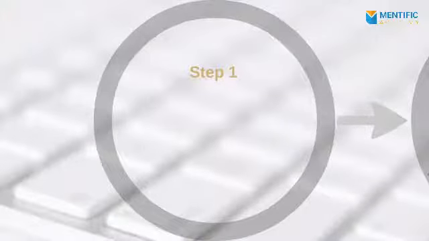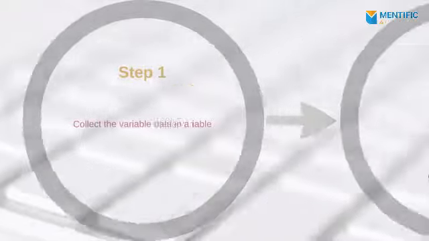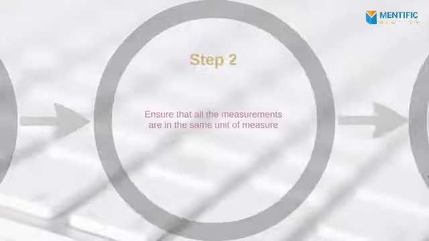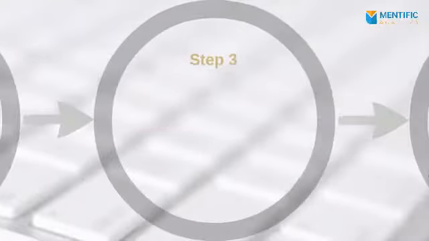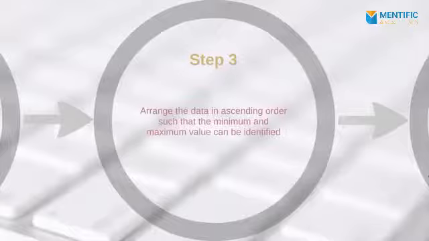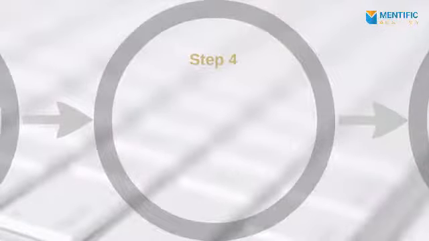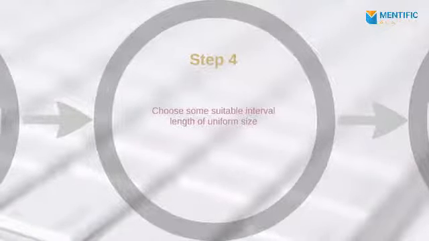What are the steps involved in creating histograms? The first step is to collect the variable data in a table. The next step is to ensure that all the measurements are in the same unit of measure. The third step is to arrange the data in ascending order such that the minimum and maximum value can be identified. The fourth step is to choose some suitable interval length of uniform size.